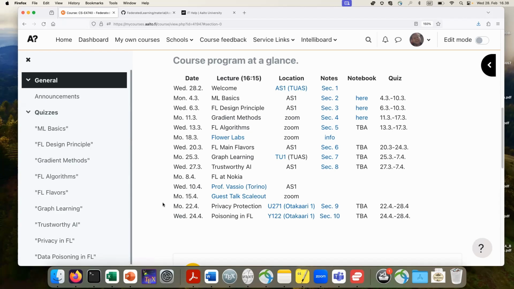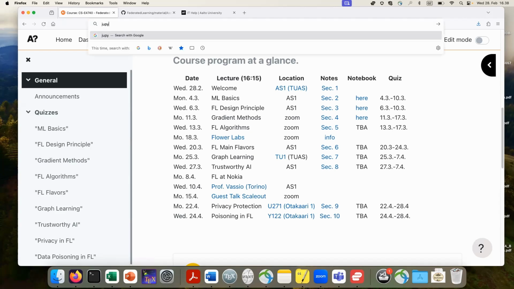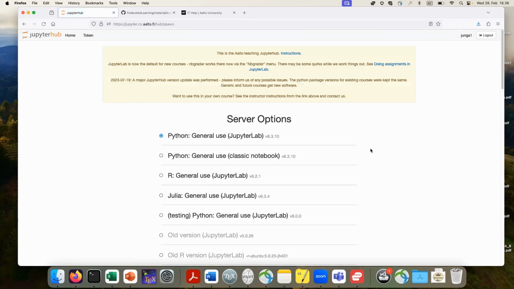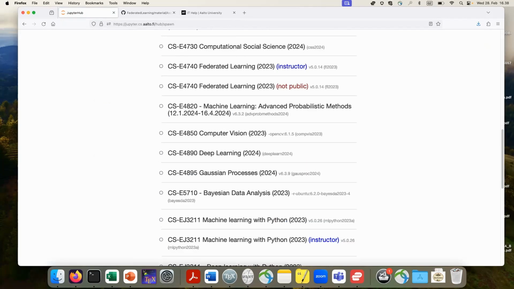Yeah, very good point. Maybe I'll show you. You can use whatever you want to work with Python notebooks. But one way is to use this JupyterHub server from our department. If you Google Jupyter CS Aalto, you find it. You can use the general one, the first one. Let me briefly open it.